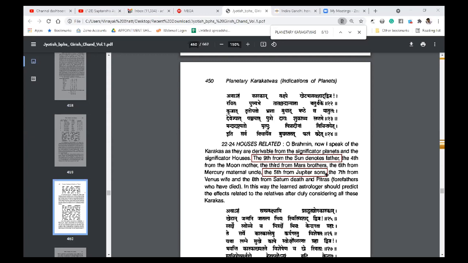Now, from now onwards, every event you have to see from three angles. First angle is the Karak planet. Second angle is that particular house, the concerned house from Lagna. And third angle is the concerned house from the Karaka planet. Now you have these three rules. Let's go back to that particular chart.